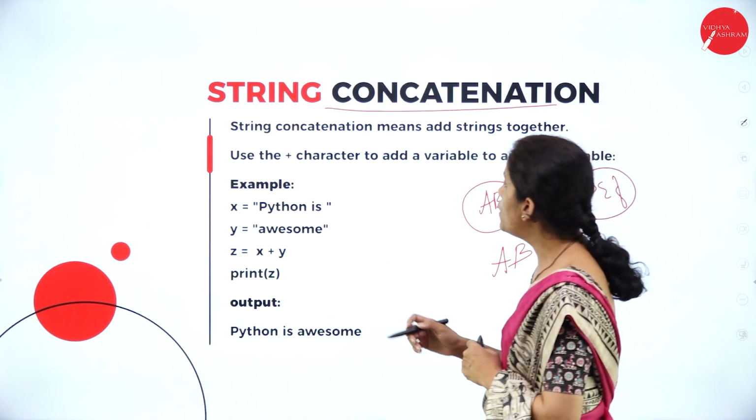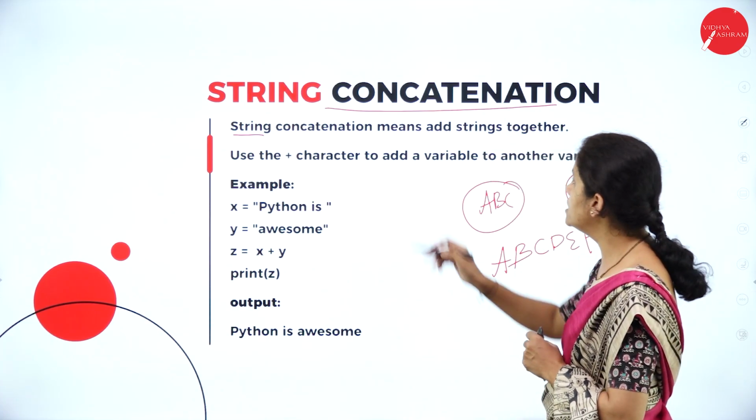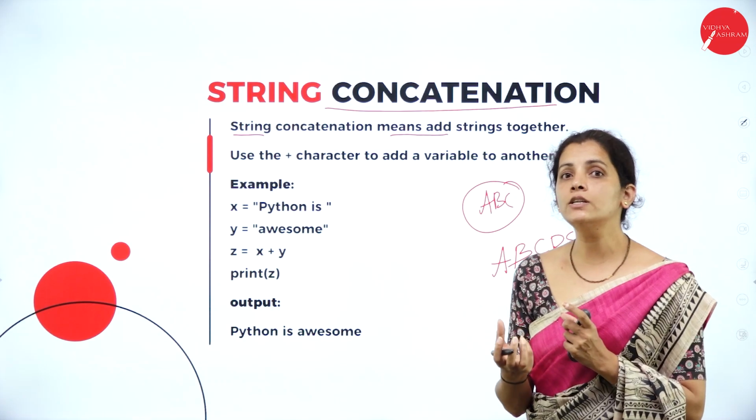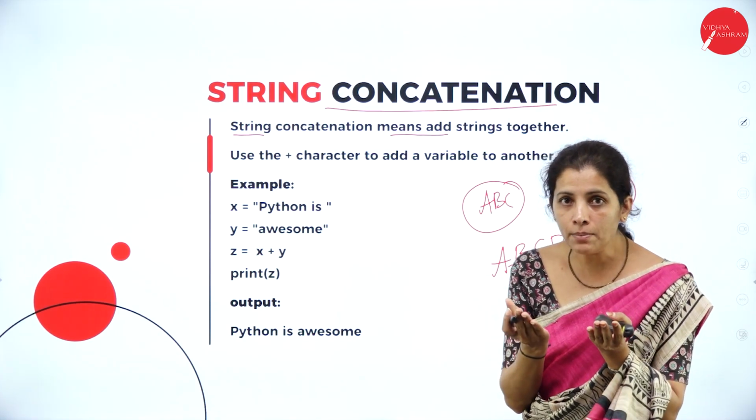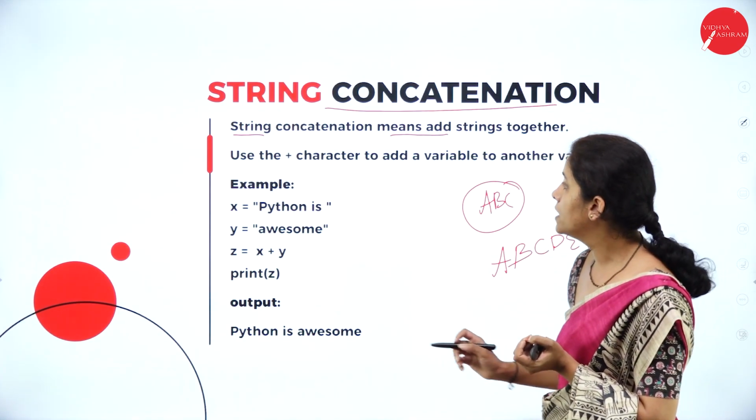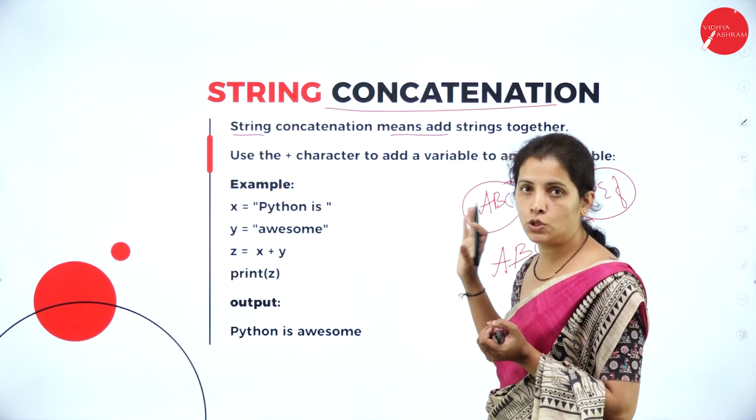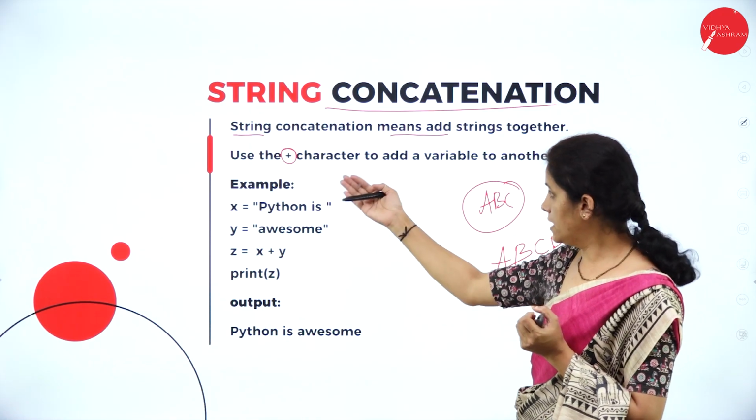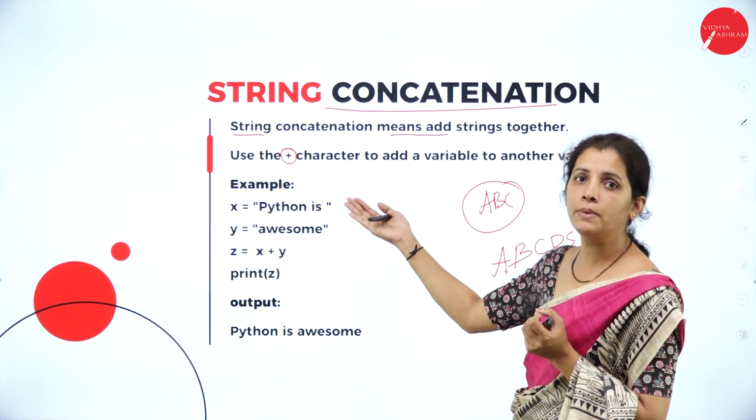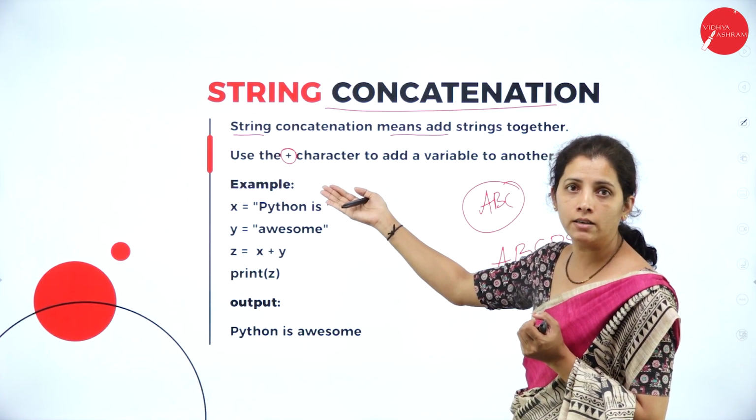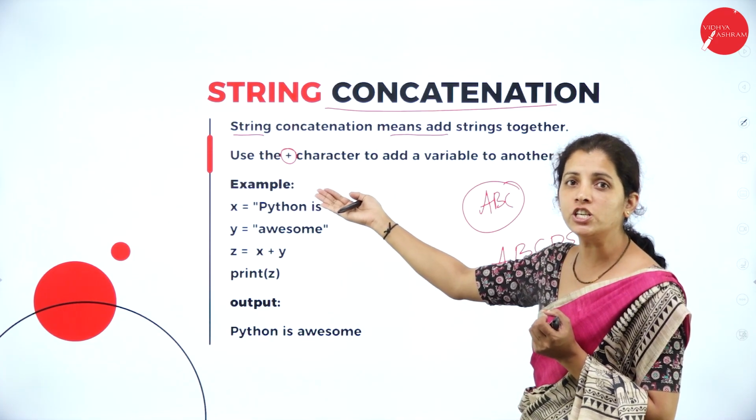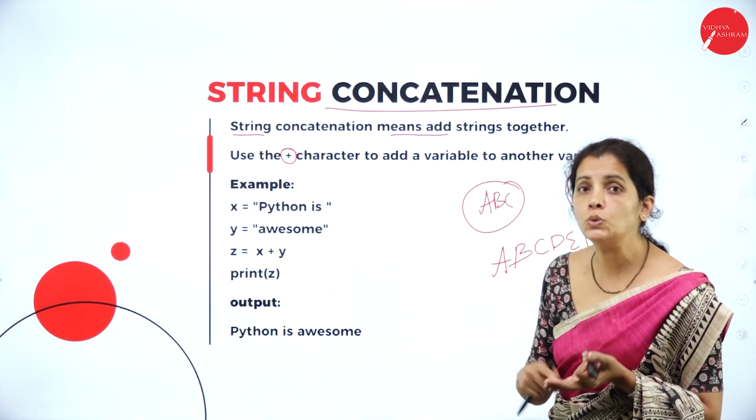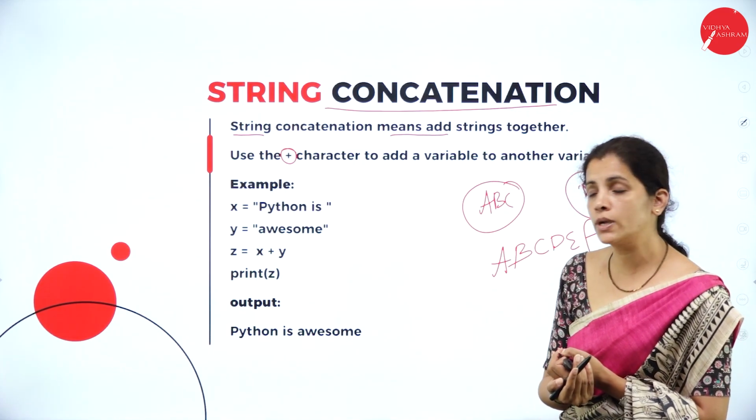Okay, fine. So, string concatenation means adding strings together. Adding strings together in the sense of combining both the strings together. To combine both the strings together, I'm going to use the plus operator. In general, if I use plus, what's the meaning? It's an arithmetic operator used to perform addition. But in Python, I can use plus to combine two strings together.